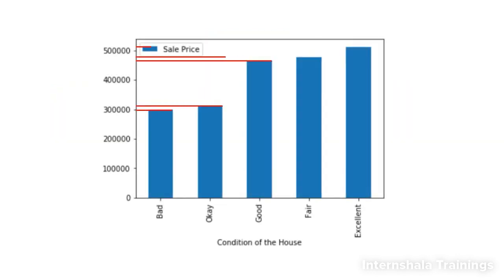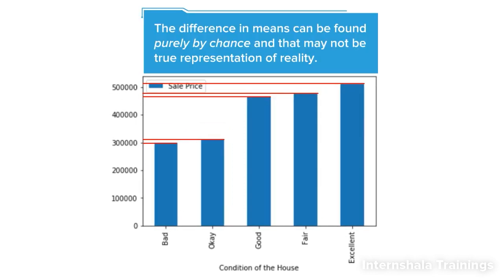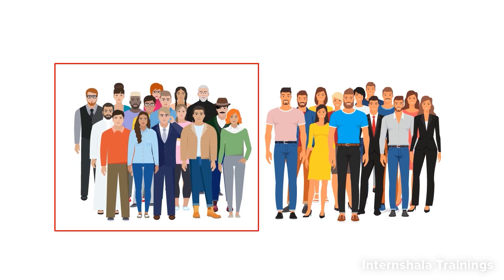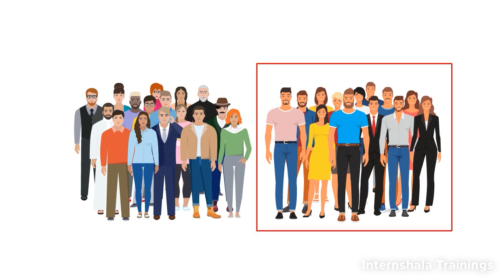Now you may be wondering, if we can already see from the graphs that average sale price across different house conditions is indeed different, then why do we need Anova to establish the same? That is because often you may get difference in means purely by chance, and that may not be the true representation of reality. Now let's say you want to find out if the average height of people in your locality differs from that in your friend's locality.